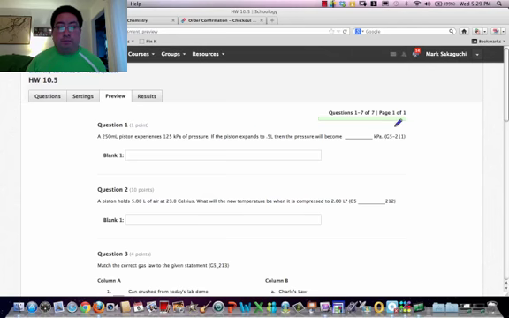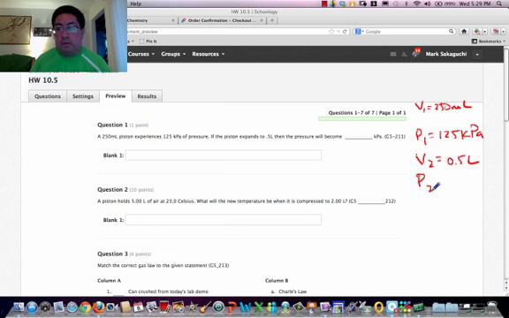So in question one, we have a 250 milliliter piston experiencing 125 kPa pressure. The piston expands to 0.5, and so let's define our variables here. V1 is equal to 250 milliliters, P1 equals 125 kPa, and V2 equals 0.5 liters, and we're solving for P2.